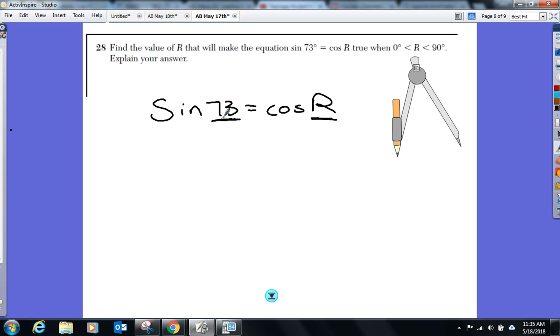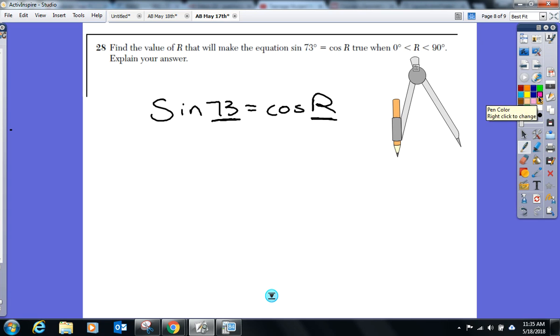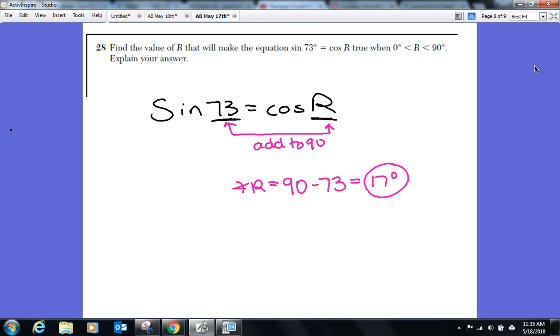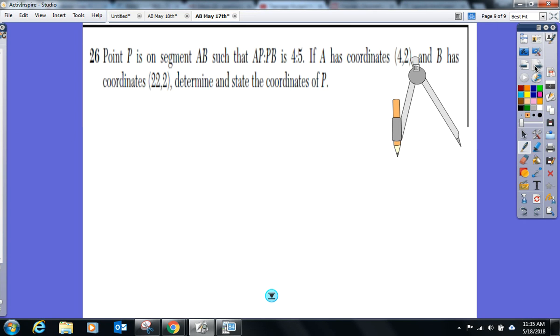Anybody remember when sine and cosine were equal? The angles are not equal. They're complementary, yes. Sine and cosine are equal when the angles are complementary. Add to 90. So angle R in this case would be 90 minus 73, 17 degrees. Okay, always equal when the angles add to 90. And I don't think one or two more maybe. Oh, our favorite, 26.